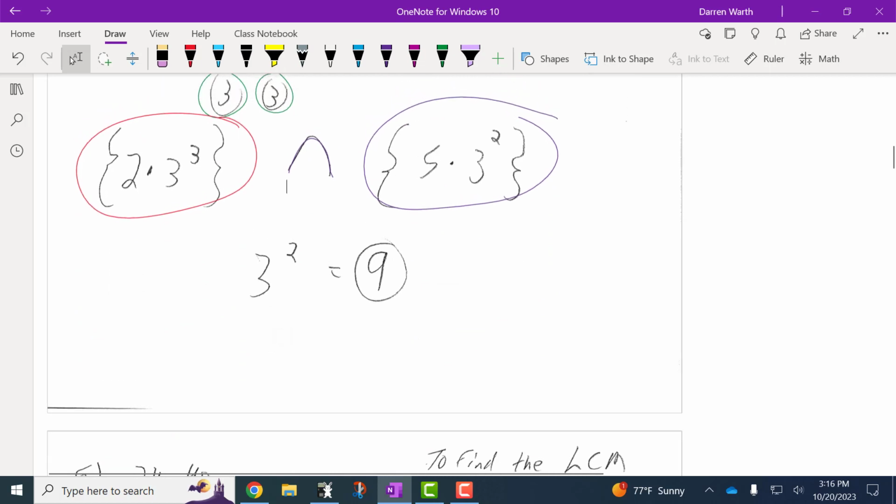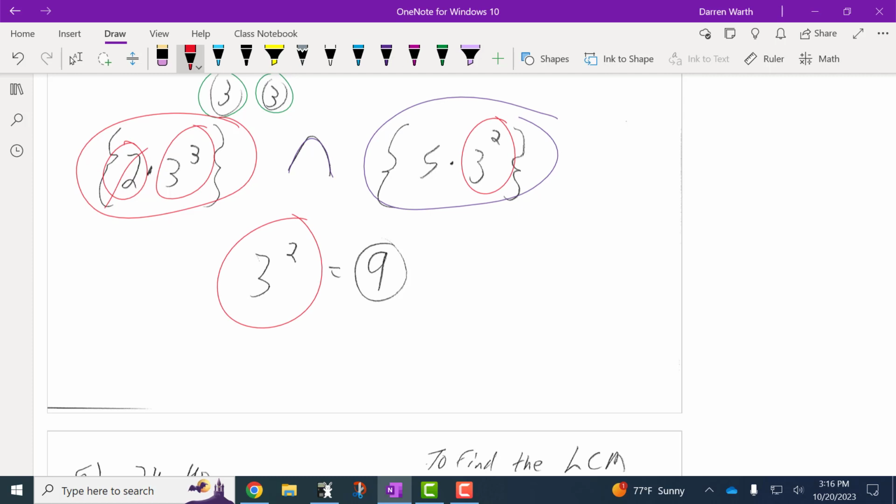So to find the intersection of those 2 sets, I got to find the numbers that are common in both those sets. So you'll notice there's a 2 here, there's no 2 here, so that's not in common. I've got 3 to the third, I've got 3 to the second, so that means that 3 to the second is in common in both of them. And so I take 3 to the second, I get my answer of 9. So that would be the total number of members a team can have, which would be 9.